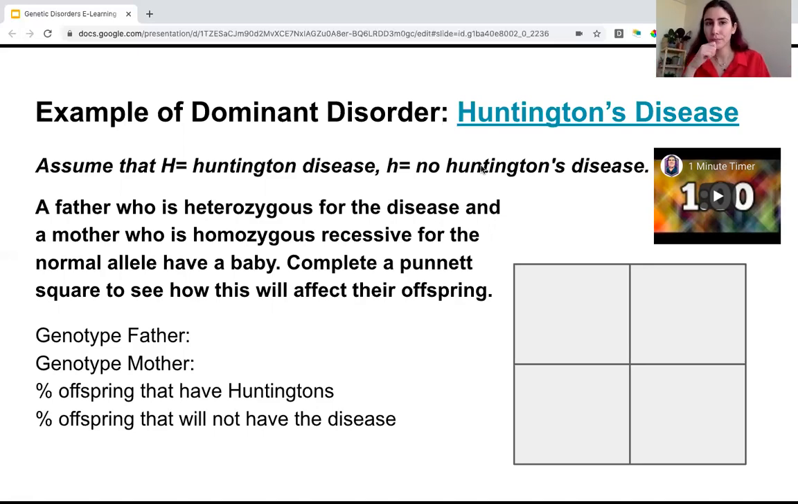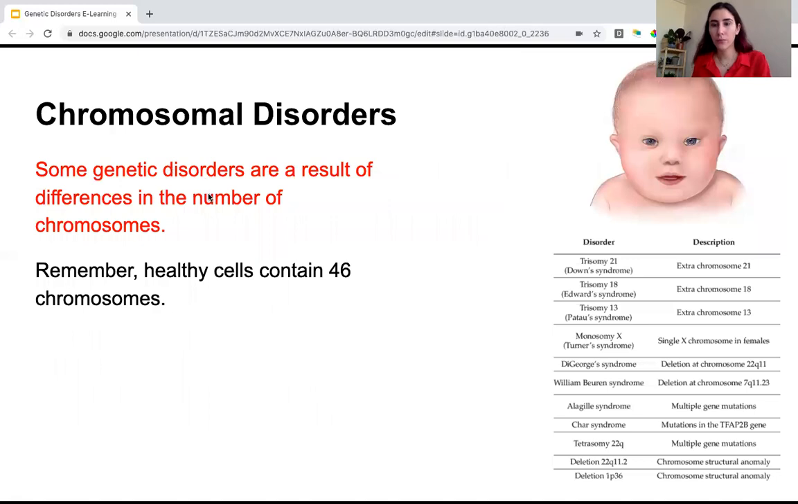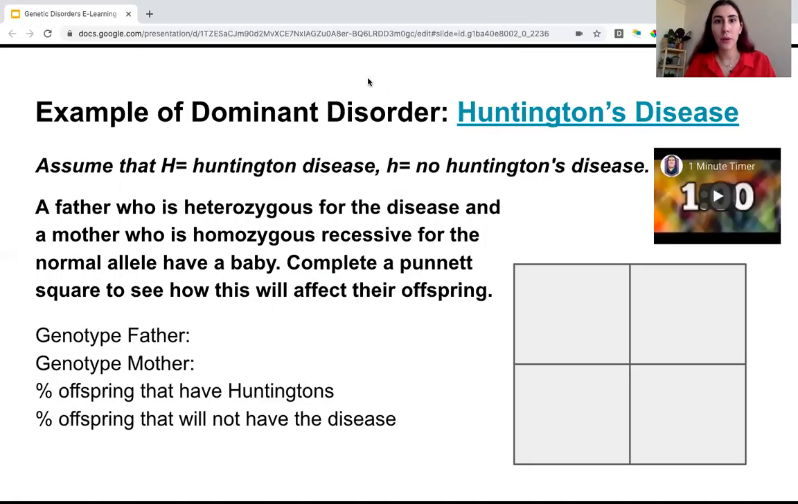Okay, so Huntington's disease is a dominant disease, and you'll notice that I indicated that because the dominant allele represents the disease, capital H, okay? Dominant means they have the disease, and lowercase means that they do not have the disease.